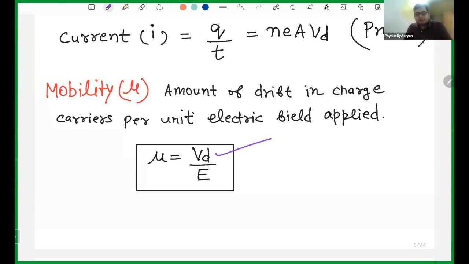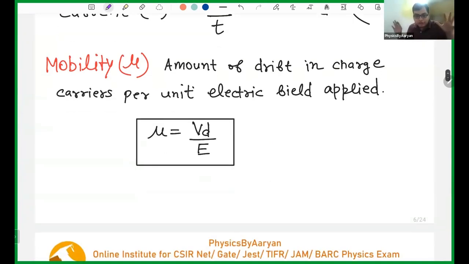So drift velocity per unit electric field gives you the mobility. This is what you are getting: drift velocity. This is what you are applying: electric field. What you are getting divided by what you applied gives you the mobility. Okay. In research, even ballistic motions are possible.